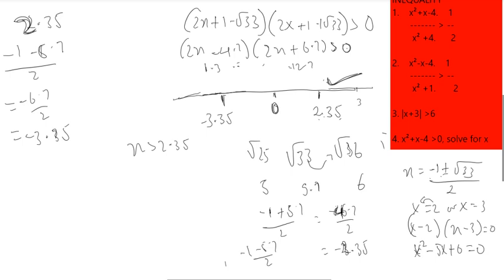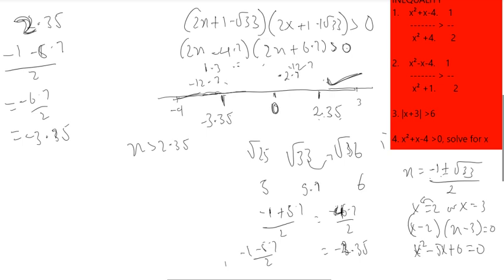Now let's check. This is minus 3.35. Let's look for a number that is less than minus 3.35, because this side is the negative side. So let's go with minus 4. So let's put minus 4 here. 2 times minus 4 will give us minus 8. Minus 8 minus 4.7 will give us minus 12.7. Let's put minus 4 here. 2 times minus 4 will give us minus 8. Minus 8 plus 6.7 is going to give us minus 2.7.